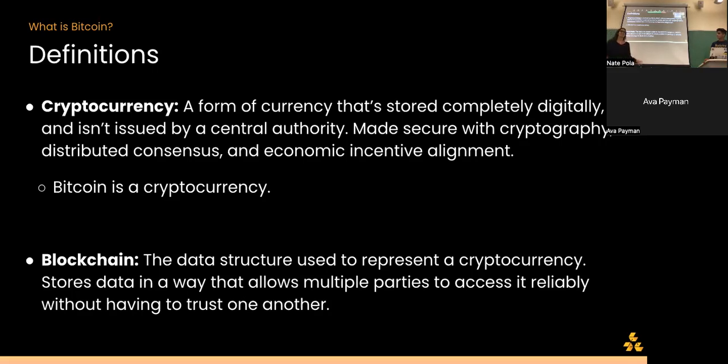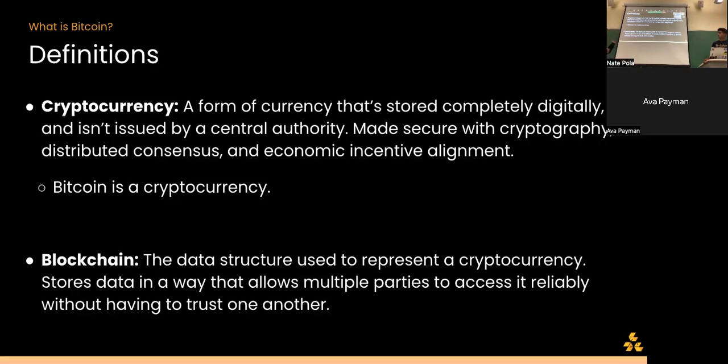If those words mean nothing to you, don't worry, they didn't to me either. But we'll talk a little bit about this, not too much. If you guys are interested at all, I encourage you to do your own research. Cryptography is basically security using computer science. Distributed consensus we'll talk a little bit about, et cetera. So for example, Bitcoin is a cryptocurrency. A cryptocurrency is not Bitcoin.